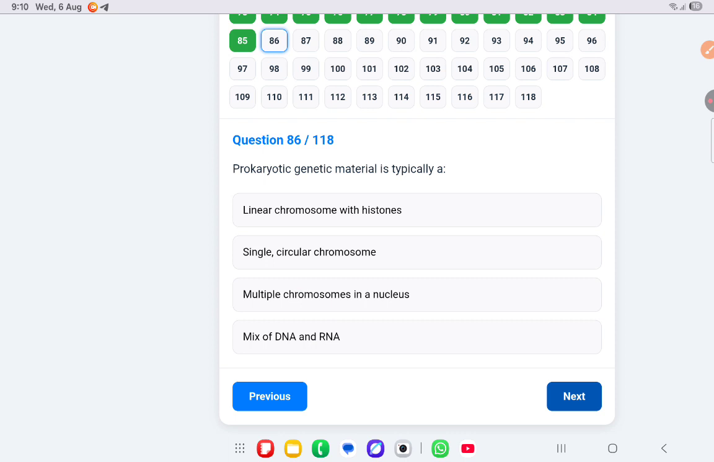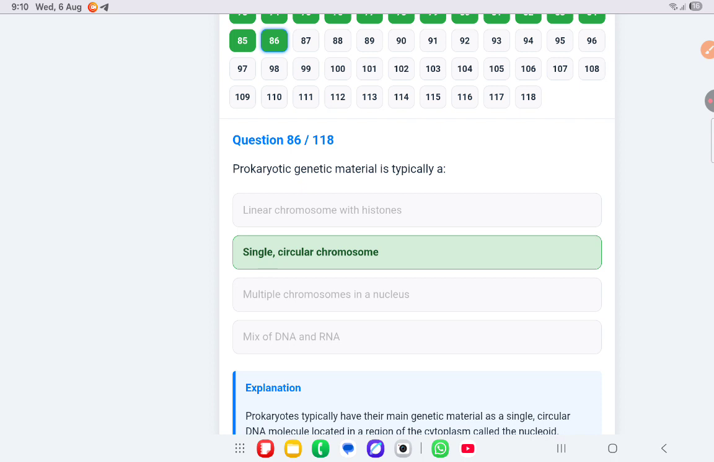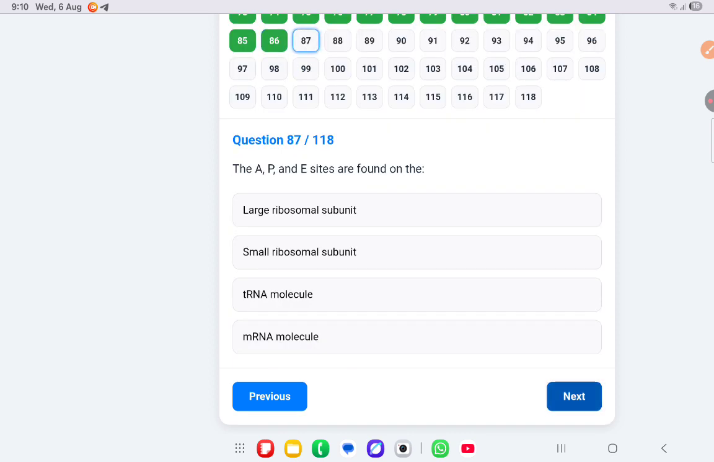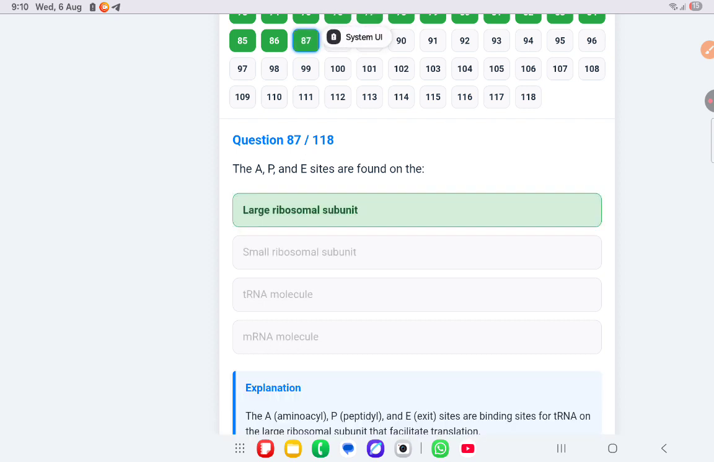Next question: the prokaryotic genetic material is typically a single, circular chromosome. Next, the A, P, and E sites are found on the large ribosomal subunit.